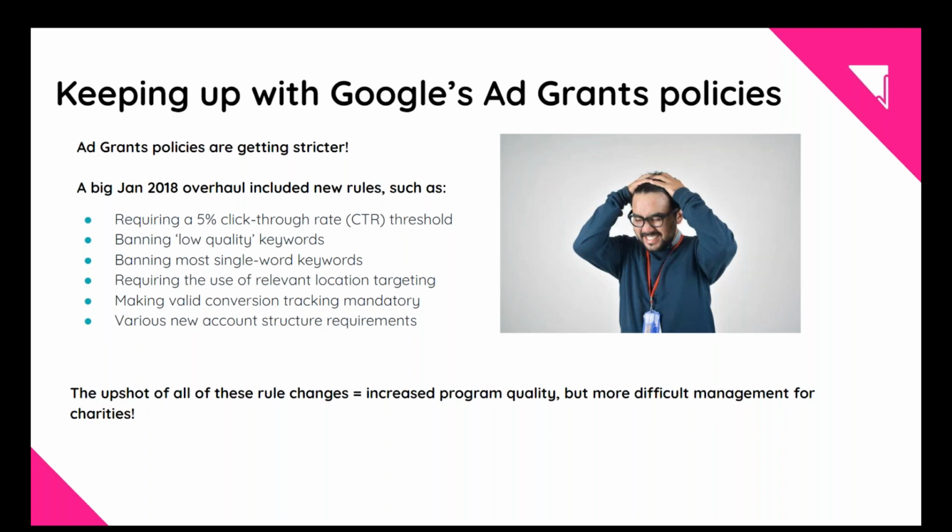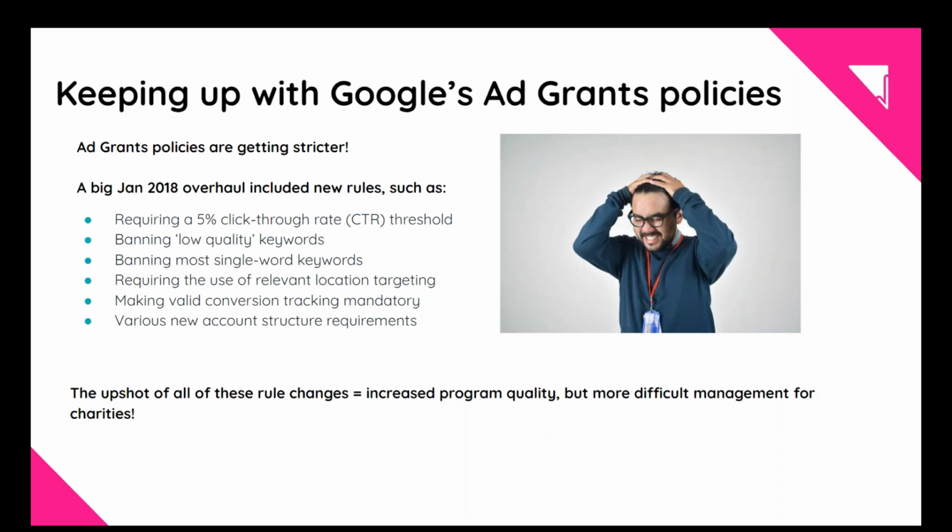Now, unfortunately, as I've alluded to, when it comes to Google Ad Grants, it's not quite as easy as just choosing the right keywords and writing effective ads. So Google have a list of quite stringent rules when it comes to ad grants management, and accounts that fall foul of these can be suspended. These policies continue getting stricter over time and can be changed by Google with little or no notice. The most recent major change was made in January 2018, so just under 2 years ago now.